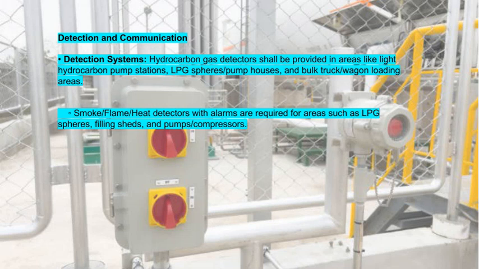Let's talk about detection and communication. Detection systems are a crucial part of safety in these facilities. Hydrocarbon gas detectors should be installed in key areas like light hydrocarbon pump stations, LPG spheres or pump houses, and also in bulk truck or wagon loading areas. These detectors help us identify any leaks or presence of hydrocarbons early on, preventing potential hazards.